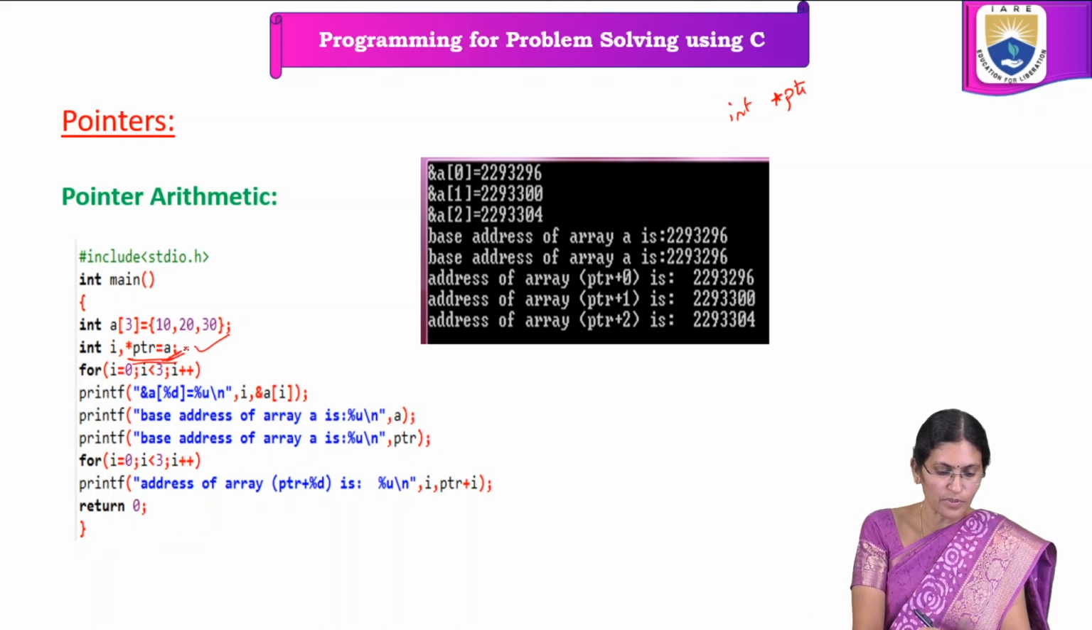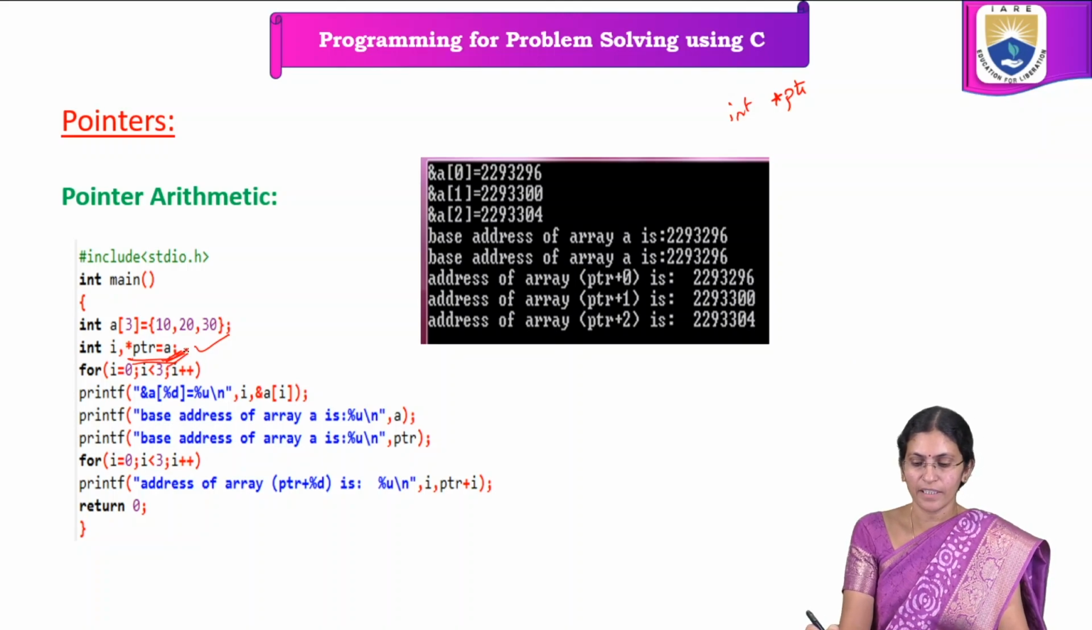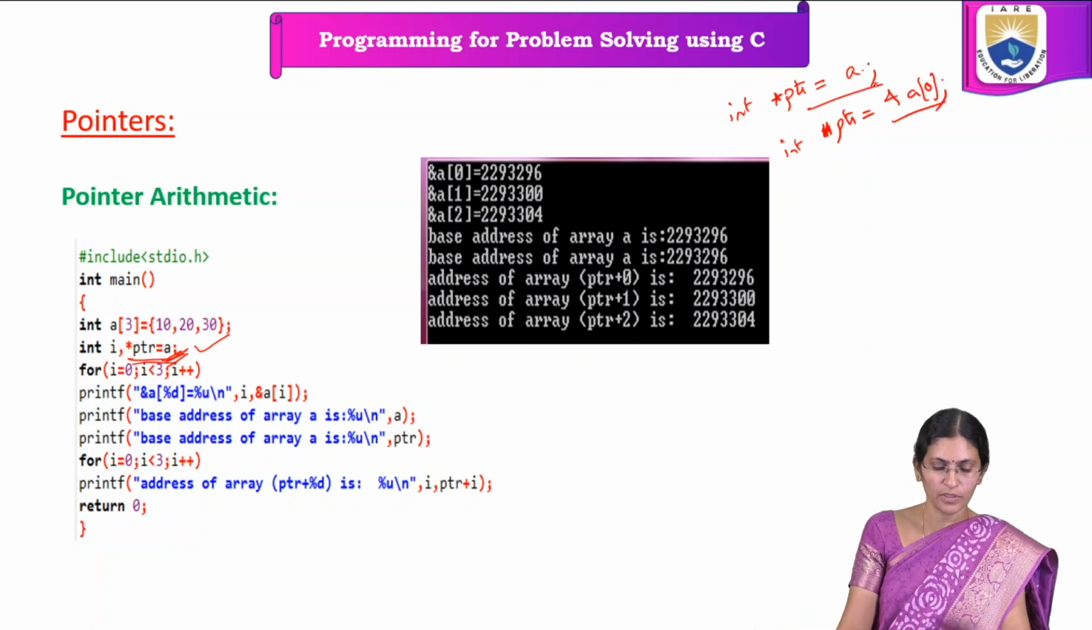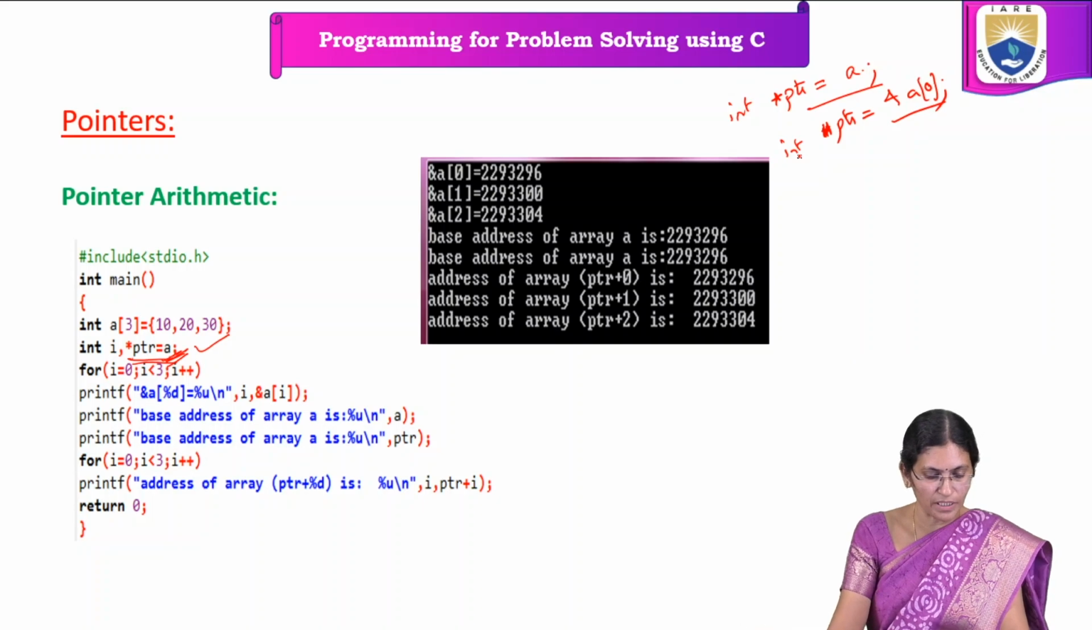Since all the elements in this array are integer type, the pointer will point to integer type values. So this is equal to A, and here there is no need to write ampersand A. Another way to initialize it is with the address of the first element of the array, which you can do with &A[0]. Both of them refer to the same thing, so their meaning is the same.